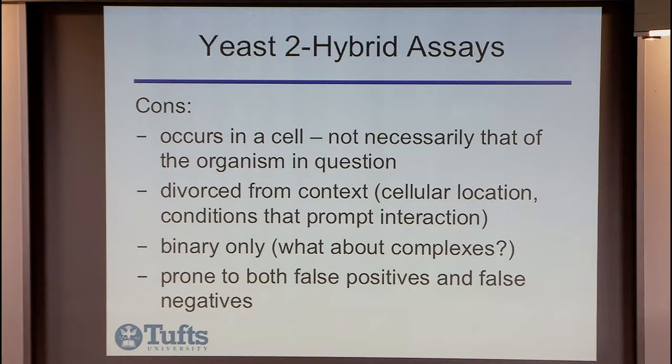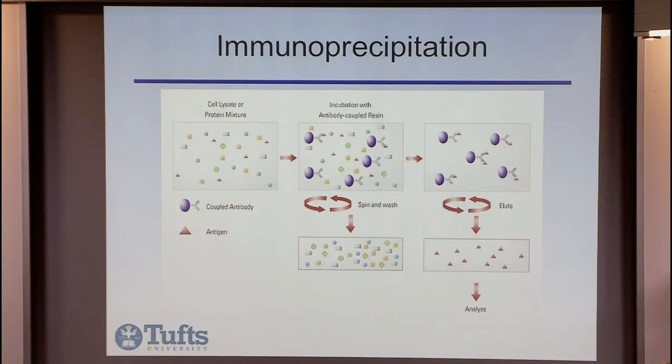So there's a lot of noise in these things. And it also actually depends on who you choose as the bait and who you choose as the prey as to which kinds of noise you get. And so there's higher confidence in an interaction where you've seen it from both directions than if you've seen it from just one direction.